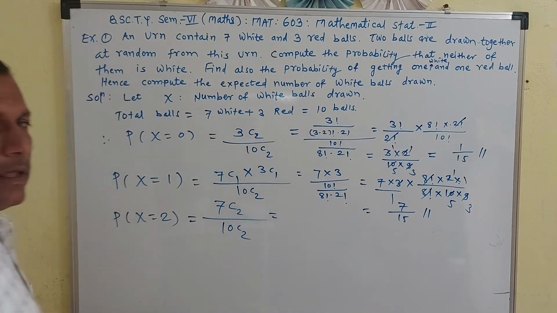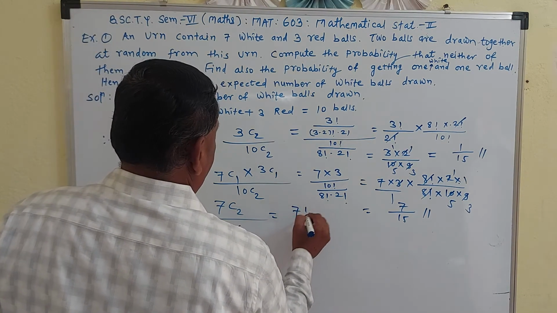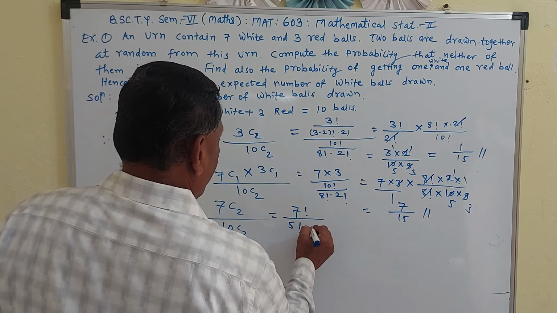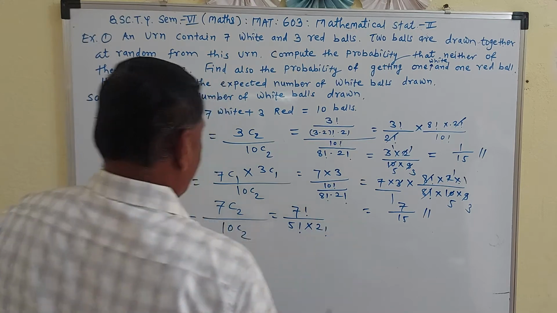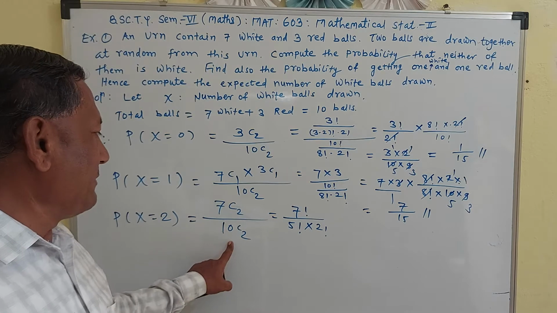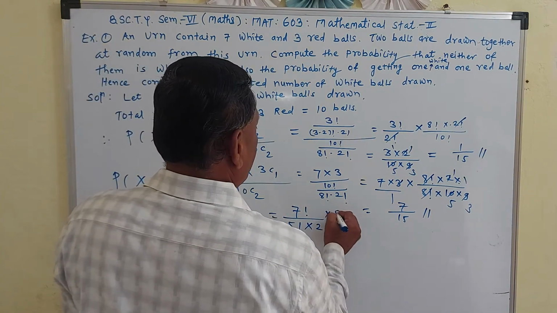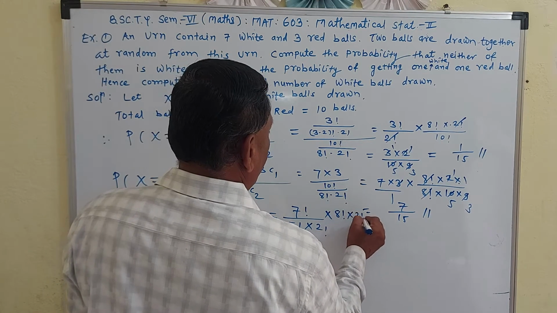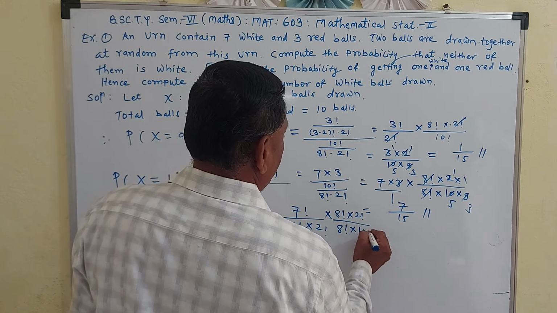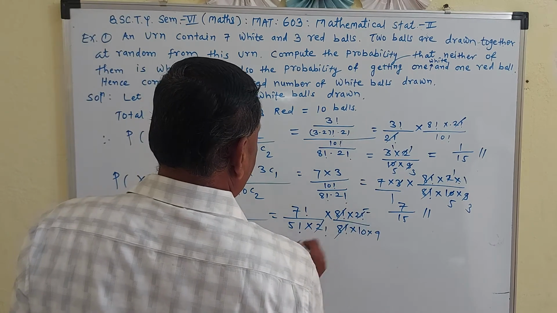So it is equal to factorial 7 upon factorial 5 into factorial 2 (7 minus 2 is 5), upon 10C2, which is factorial 10 upon factorial 8 into factorial 2. So this can be written as factorial 8 into factorial 2 upon factorial 8 into 10 into 9. So factorial 8 cancels, factorial 2 cancels.